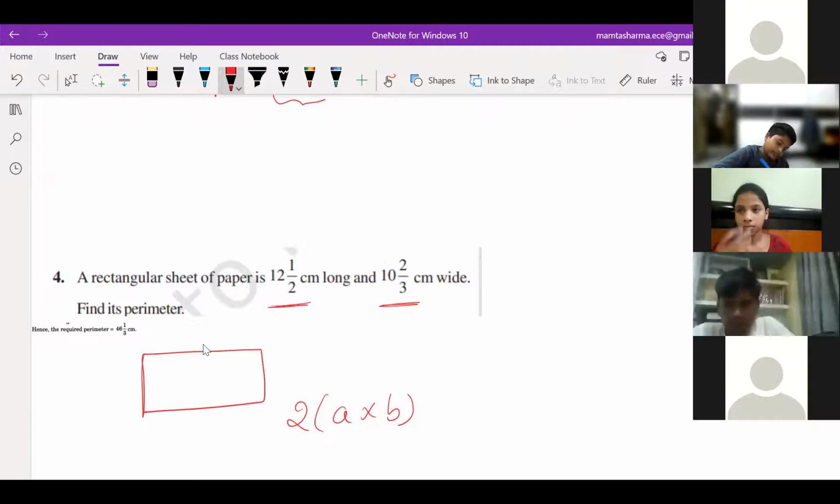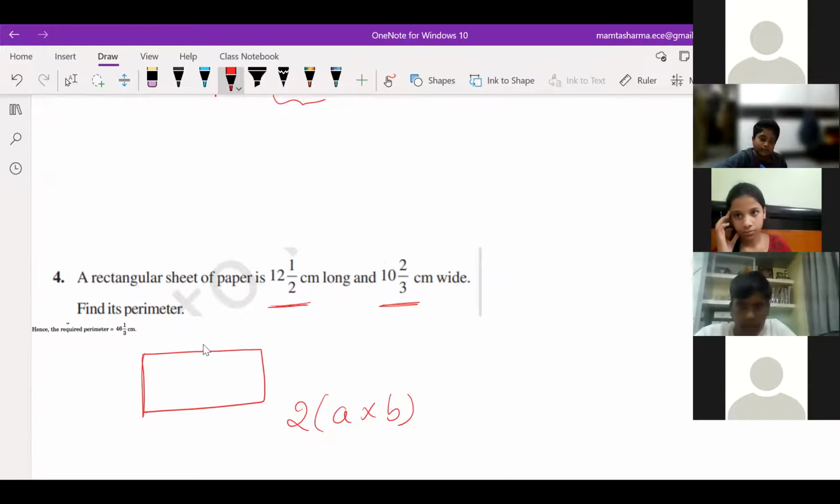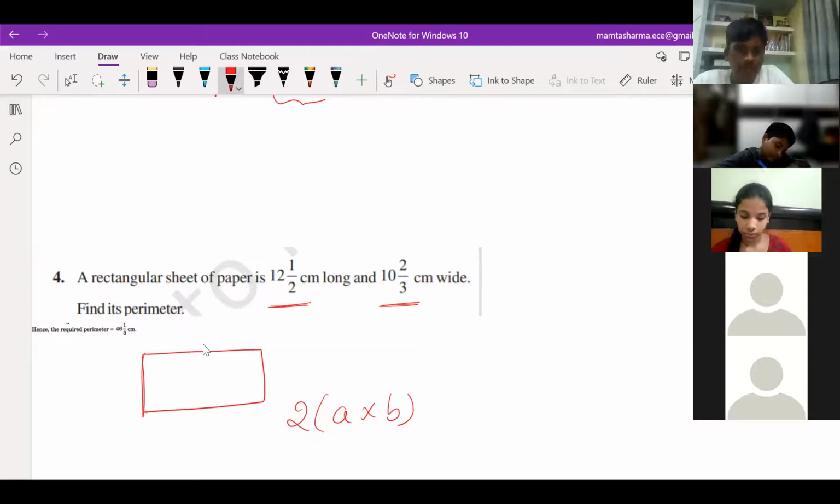Ma'am, 1 by 3. Gohit says 43 1 by 6. Yes, 1 by 3, ma'am. Shiva Pranav, what is your answer? Ma'am, I'm actually thinking. Maths is not about thinking. It's about doing.